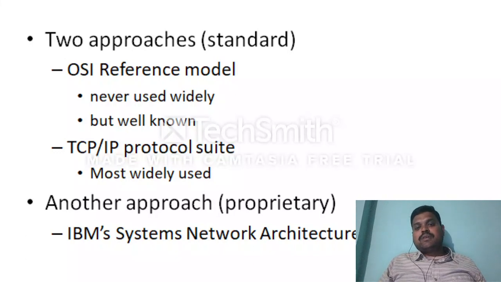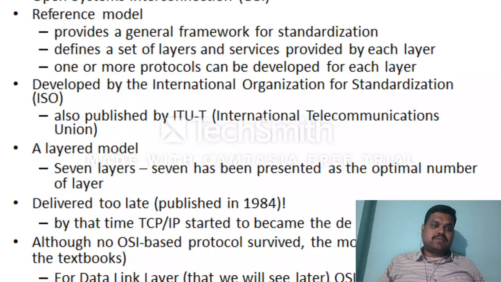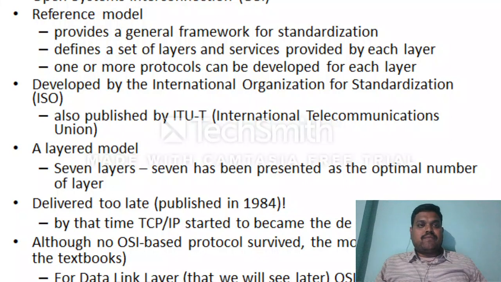So the TCP/IP protocol was introduced way before the OSI model, but for reference purposes and for understanding layer functionalities, we are still using the OSI reference model to understand the functionalities of each and every layer, right? Another approach is there actually, IBM Systems Network Architecture, but it's proprietary to IBM systems, right? So now let's move on to the topic, the OSI reference model.